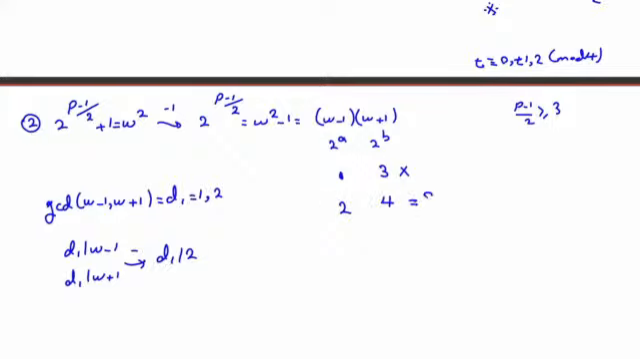So 2 times 4 is 8. So 2 to the p minus 1 over 2 equals 8, which is 2 cubed. So p minus 1 over 2 is 3. So p is 2 times 3, 6, plus 1, 7. Okay, so p is 7.